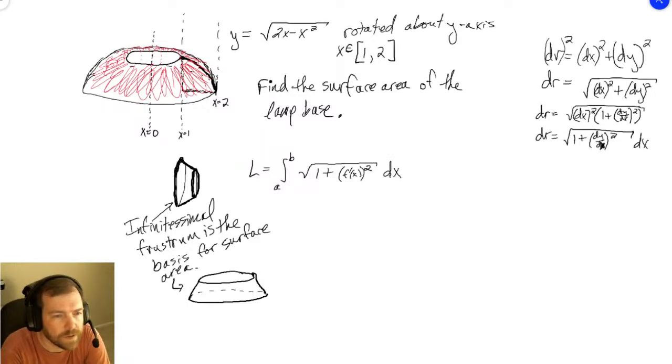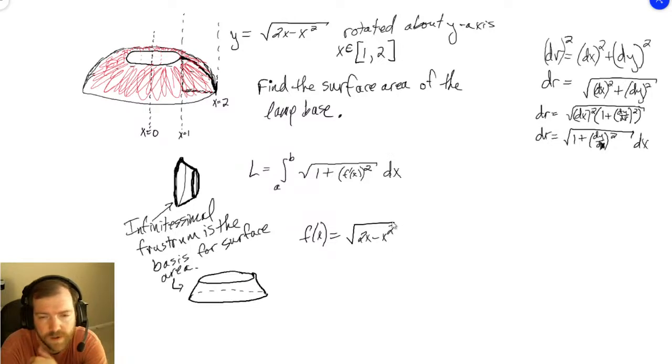Yeah, right. So since we're going to do this infinitesimal frustrum in this direction, we do have to talk about this in terms of a function g of y, which is going to be defined by our original function, which is a function of x. So we have to reverse everything in the first place. So if f of x is equal to the square root of 2x minus x squared, then we can say here that we want something easily invertible.